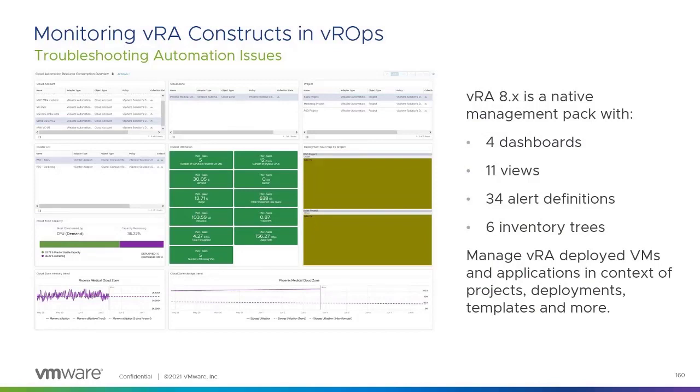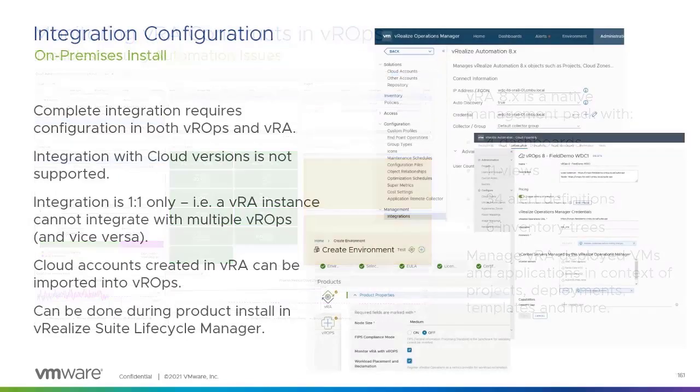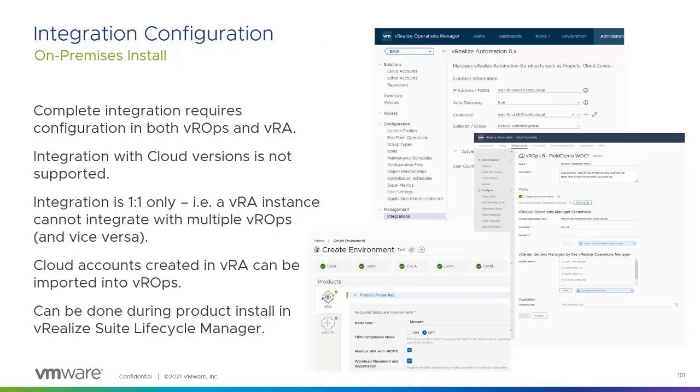Finally, maintaining a healthy automation environment doesn't have to be difficult. VRA 8 is natively supported in vROps with rich out-of-the-box content to monitor projects, deployments, templates, cloud zones, and more.